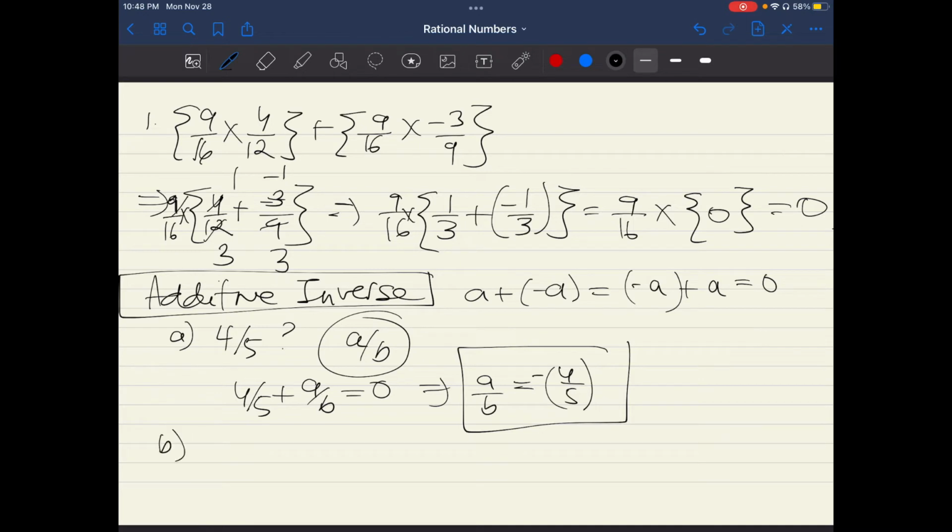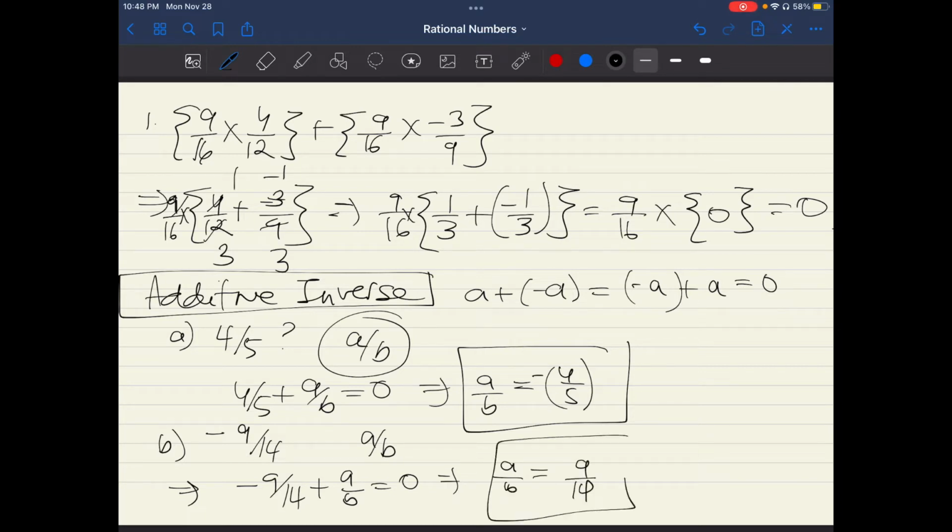And now, similarly, what is the additive inverse for minus 9 over 14? Again, let us assume that the additive inverse for minus 9 over 14 is a over b. Therefore, it has to satisfy the equation minus 9 over 14 plus a over b equals 0, which implies a over b will be 9 over 14. So therefore, the additive inverse of minus 9 over 14 is 9 over 14.